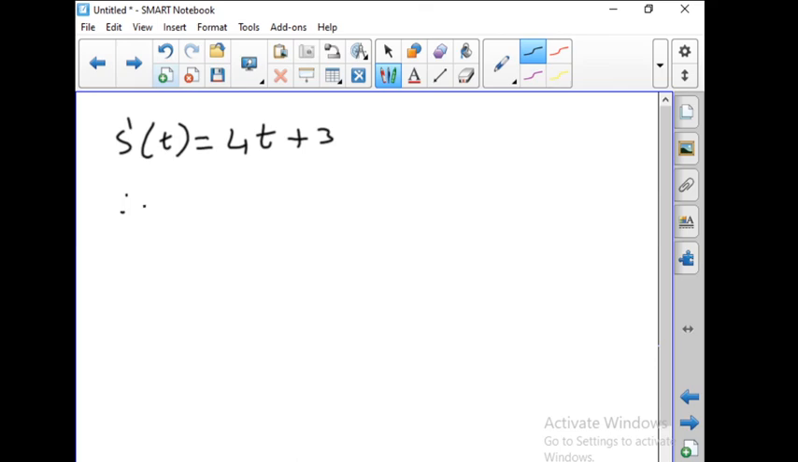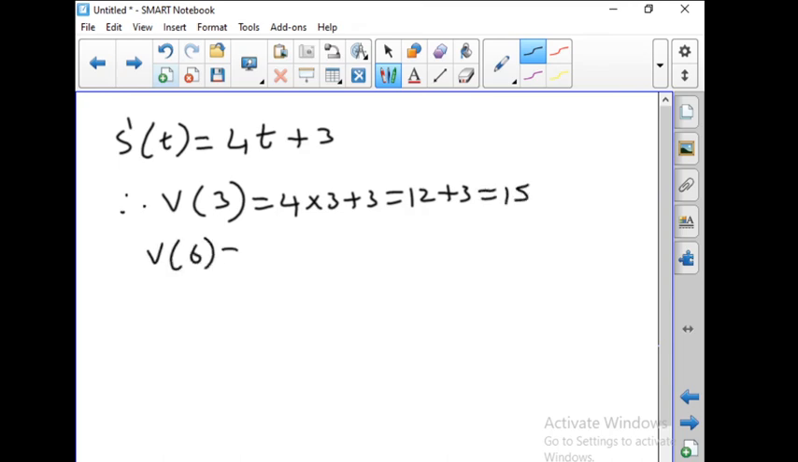Therefore, what is instantaneous velocity at t equal to 3? V of 3. What is v of 3? V of 3 is equal to s dash of 3. So 4 into 3 plus 3, which is equal to 12 plus 3, which is equal to 15. And v of 6 is equal to 4 into 6 plus 3, which is equal to 24 plus 3, which is equal to 27. So the unit is meter per second.